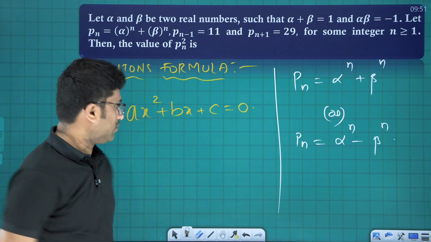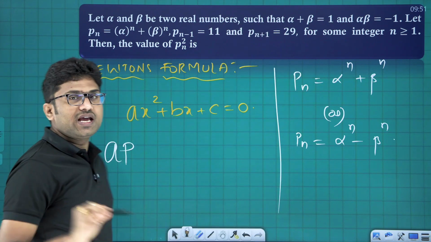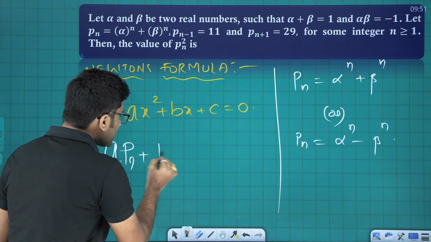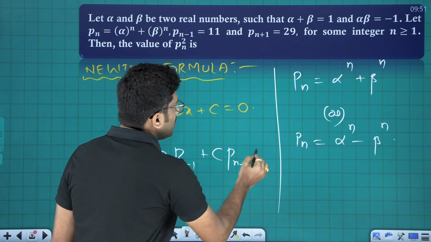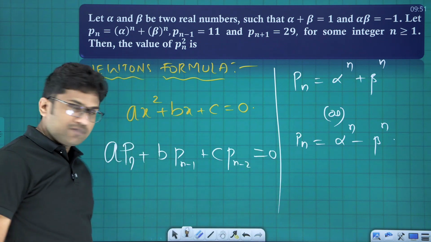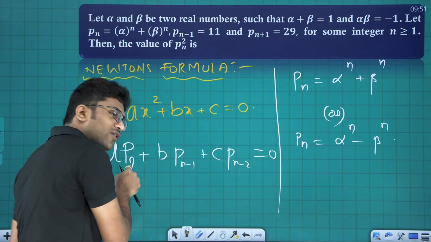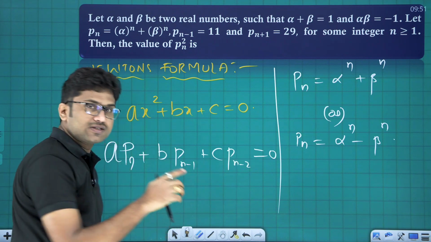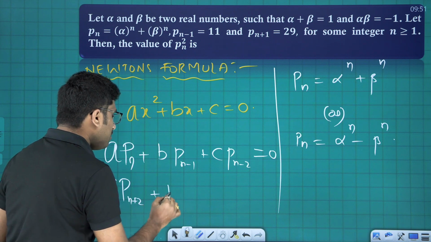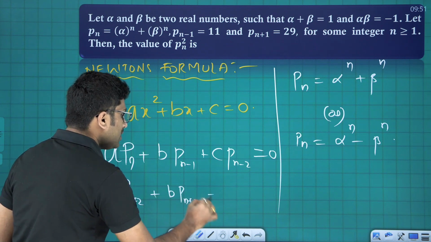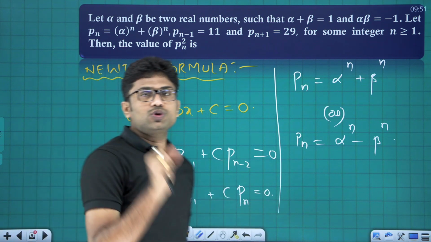Now, what is this Newton's formula? Just very simple. If pn denotes that statement, friends, then a times pn plus b times pn minus 1 plus c times pn minus 2 is always equal to 0. Descending order of consecutive p suffixes: pn, then n minus 1, n minus 2. If we start with n plus 2, let's say a times p n plus 2, plus b times p n plus 1, plus c times p n is equal to 0. This denotes Newton's formula, friends.